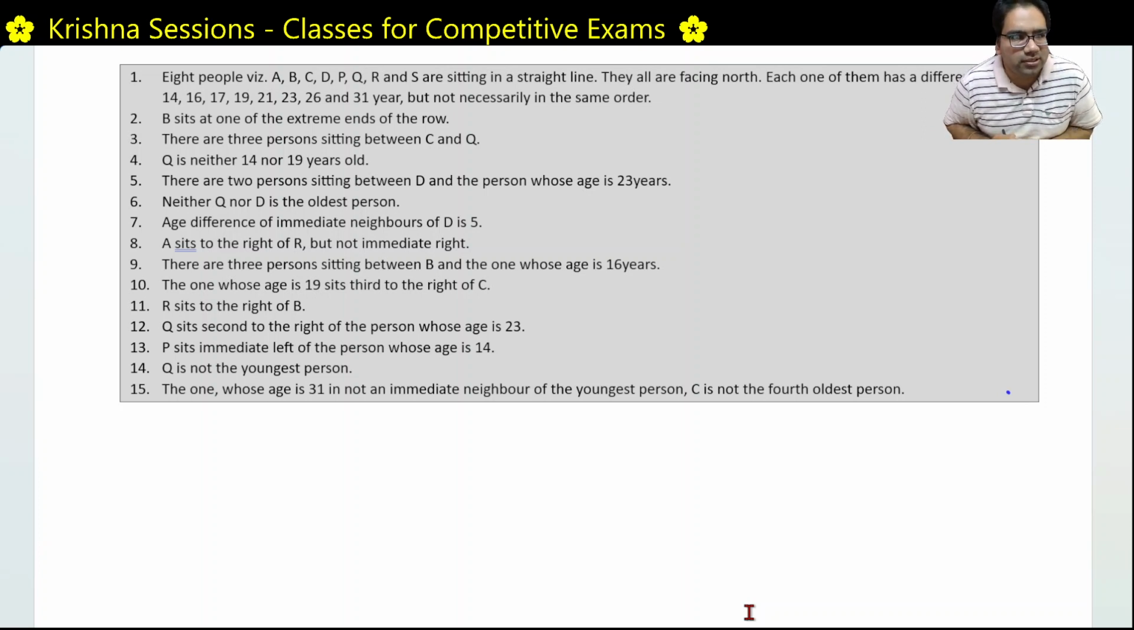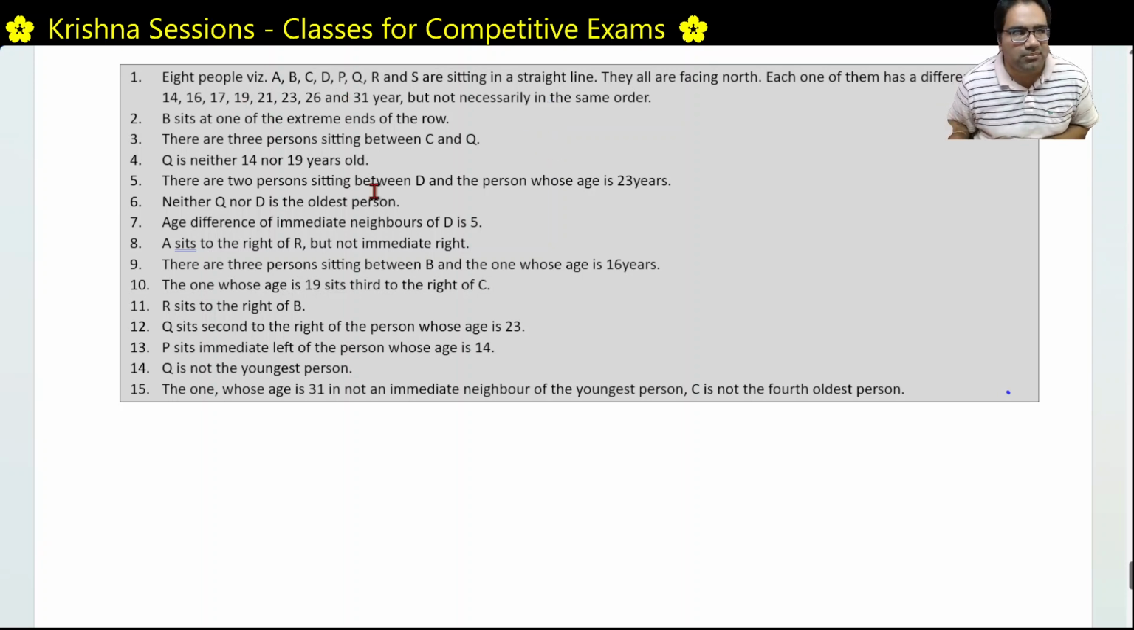So here it is a kind of seating arrangement. B sits at one of the extreme ends of the row. There are three persons sitting between C and Q. Q is neither 14 nor 19, etc. Let's try to solve this. Let's pick the conditions which are suitable for us, the ones we can start with.